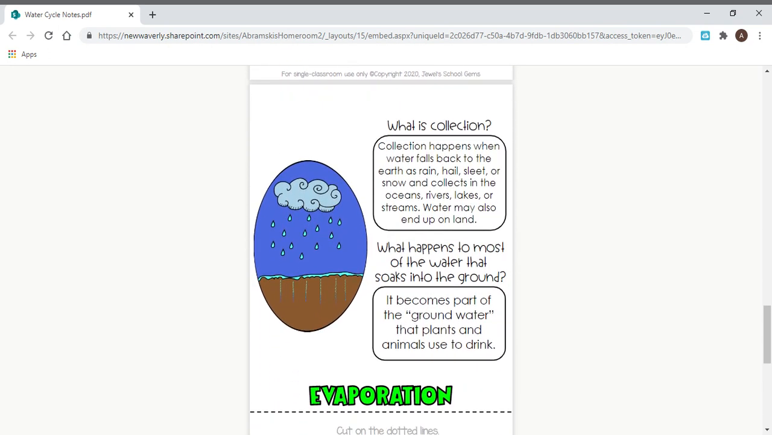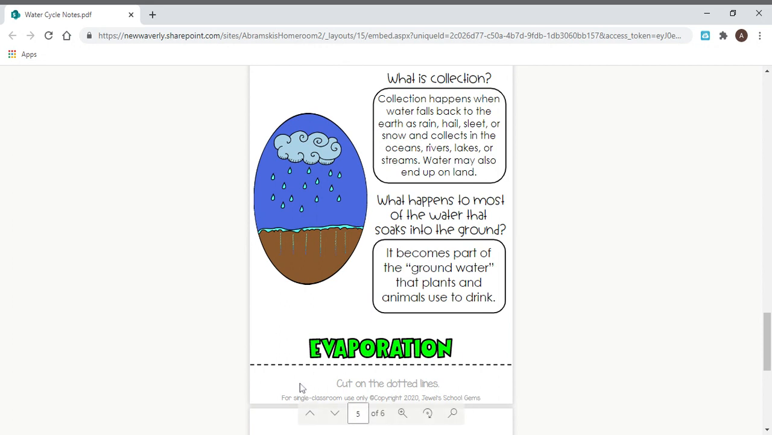Next is the collection. I know on here it says evaporation, that should say collection. So whenever you're doing your form, it will say evaporation / collection in green. This is what they're talking about. So for the collection, what is collection? The collection happens when water falls back to the earth as rain, hail, sleet, or snow and collects in the oceans, rivers, lakes, or streams. Water may also end up on land. If it ends up on land, remember that is groundwater. That is something that we've learned about from our textbook.